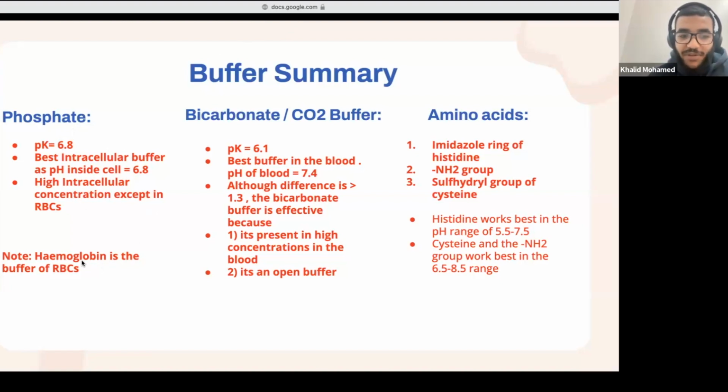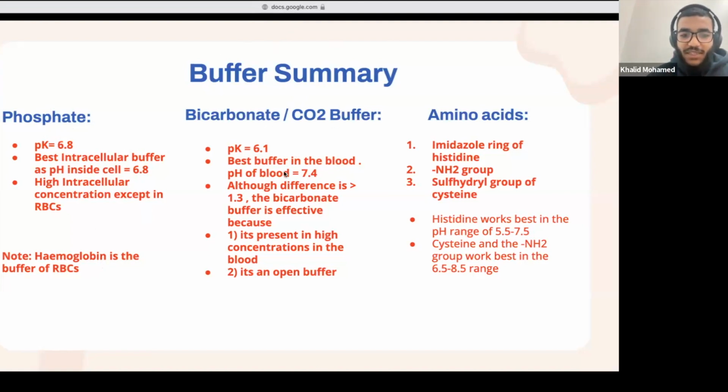Except in the red blood cells. Inside the red blood cells, the buffer is actually hemoglobin. So the best buffer in red blood cells is hemoglobin. However, in all cells in general, the best buffer is phosphate. So you need to memorize this. Another buffer in the body is the bicarbonate CO2 buffer. Now, this is the best buffer in the blood.